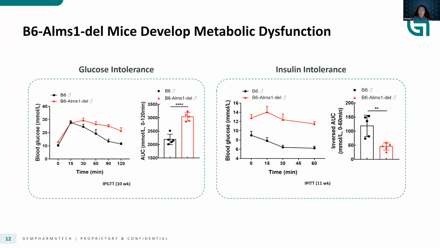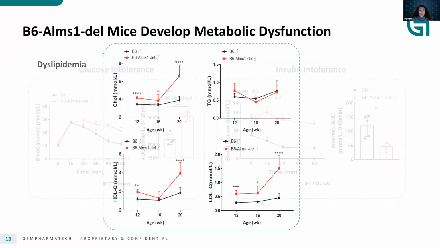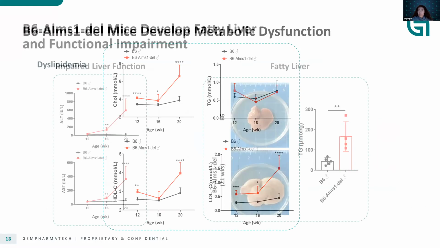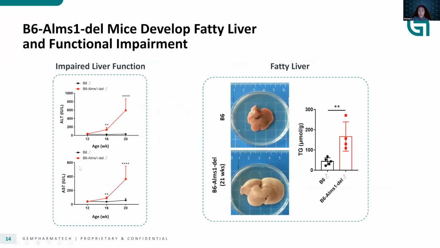And in this one, we did glucose intolerance and insulin intolerance tests. They are intolerant in both cases. And they have dyslipidemia as shown by higher cholesterol, triglyceride, HDL, and LDL in their blood. At the same time, they have accumulation of fat in the liver, as shown in this panel, as well as increased total triglyceride in the liver. Their liver function is also impaired, as shown by the ALT and AST tests.